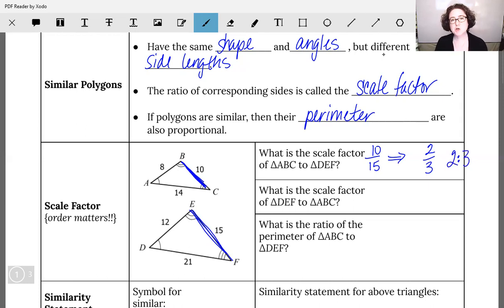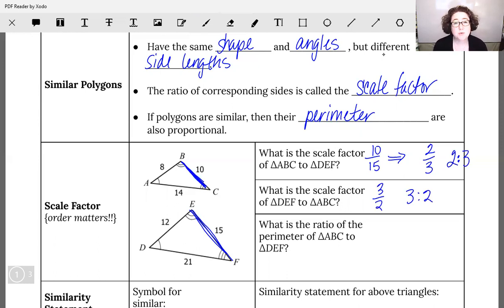But if we change our order, the second one says, what's the scale factor of triangle DEF to ABC? Well, the second, bigger triangle is actually named first, so we would want to flip our ratio over. We would state 3 to 2, or we could state it as the written out ratio 3 colon 2. And then our third piece, what is the ratio of the perimeter of ABC to DEF?